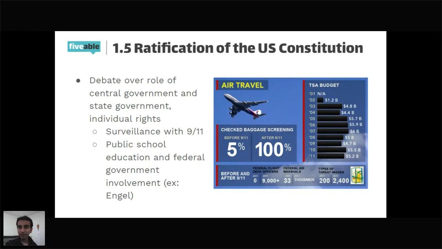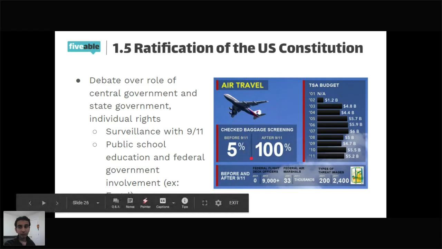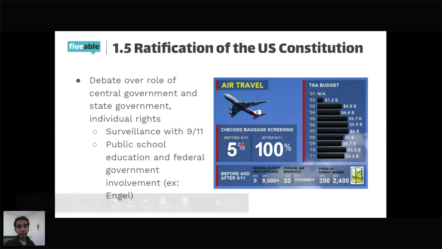This is just a neat graphic that I found about how stuff changed after 9/11. So you can see there was a definite increase in surveillance just at the airport. Before 9/11, how much of our check baggage was screened was only 5%. Can you imagine that? Only 1/20th, one out of every 20 check bags was checked. After 9/11, every single check bag is checked.